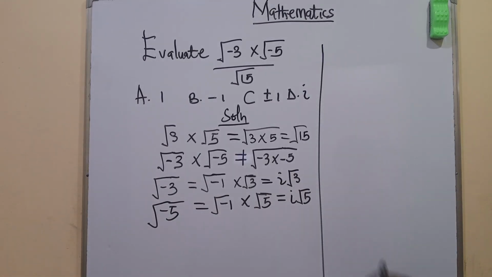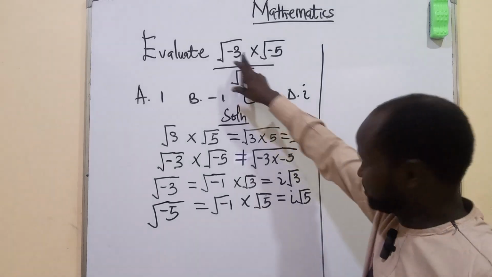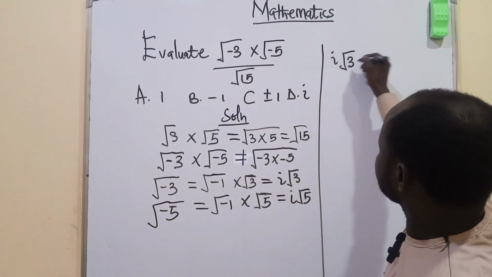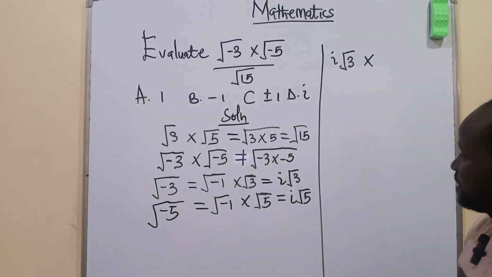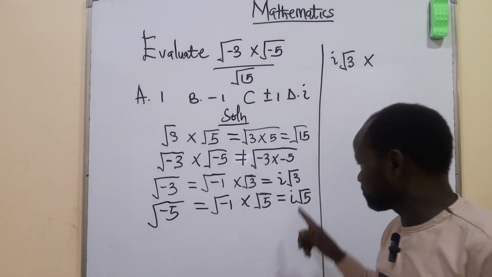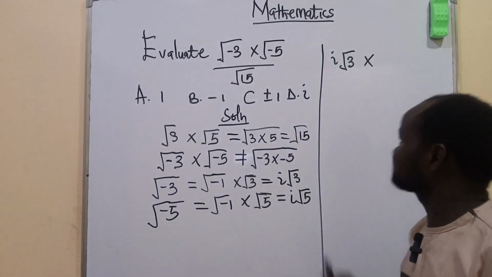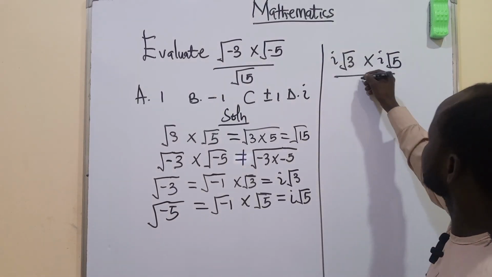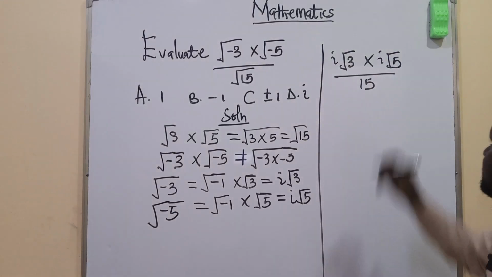Let's move here. In place of root minus 3, I can now replace i times root 3, and in place of root minus 5, I will replace i times root 5, all divided by root 15.